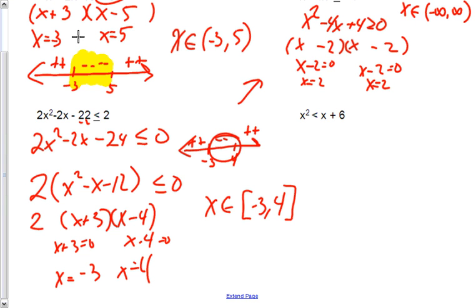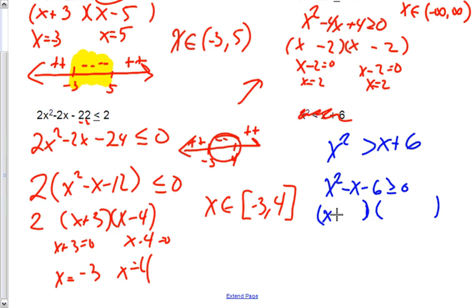Now, I'm going to change the problem because this one's not as much fun. Let's try x squared is greater than x plus 6. Yeah, I get everything over to the left side. I always get it greater than or equal to 0. It's the easiest way to do it. X squared minus x minus 6 is greater than or equal to 0. All right. Factor it.